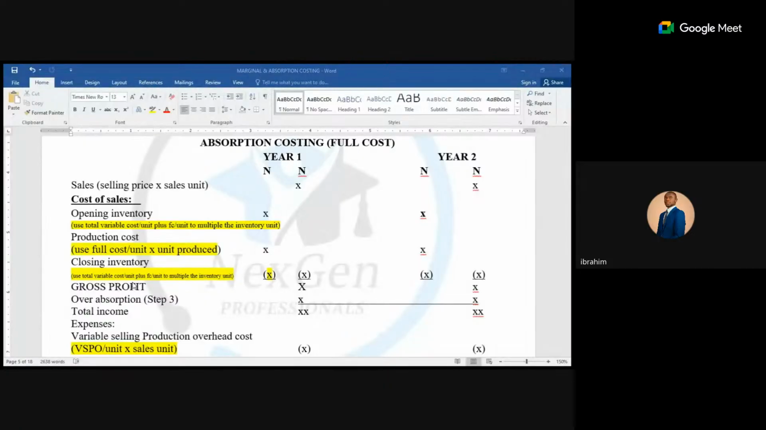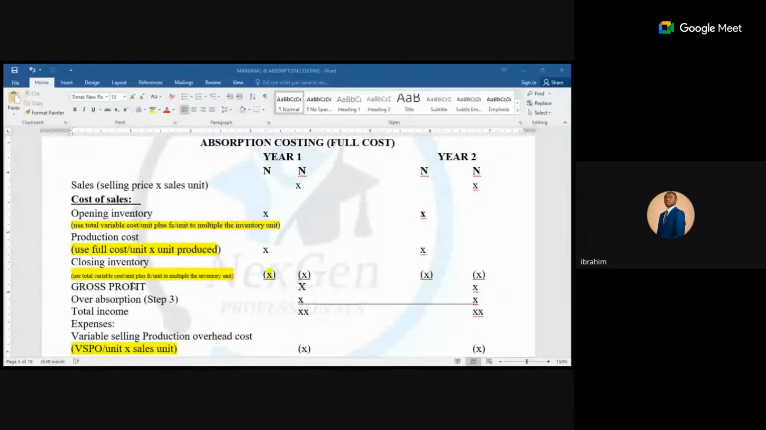That is your opening inventory, add your purchases. Now, purchases is replaced by production cost. Now, less closing inventory. Your opening inventory, add purchases, less closing inventory. Is that so, class? Am I communicating, please? Thank you.